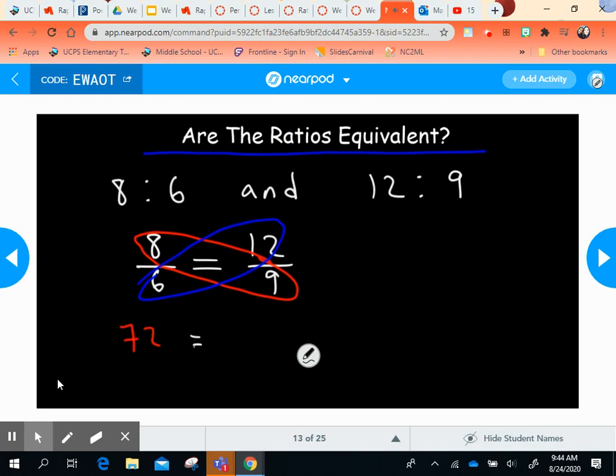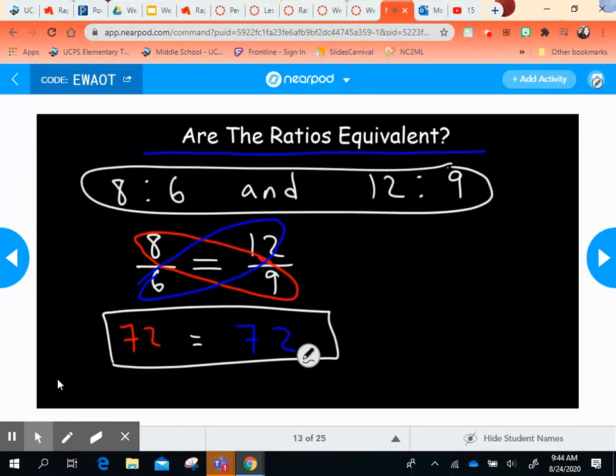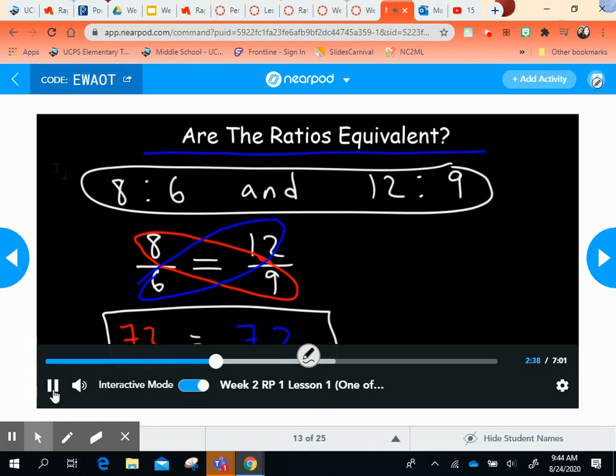10 times 6 is 60. 2 times 6 is 12. 60 plus 12 is 72. So notice that these two are the same. So therefore, these two ratios are equivalent to each other. And so that's two ways in which you could tell if two ratios are equivalent.